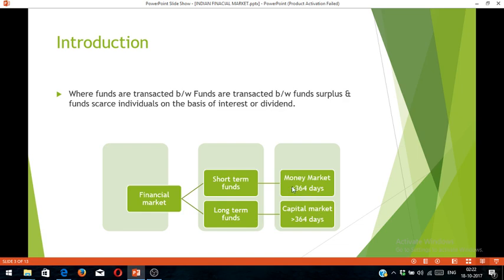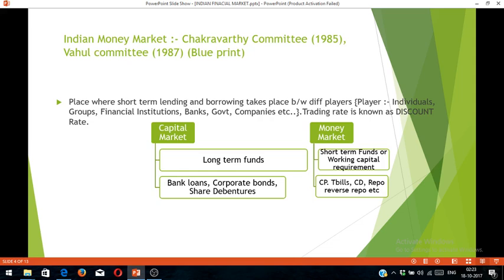So this is the clear-cut difference between money market and capital market. Money market means less than 364 days or less than 1 year, and capital market means more than 364 days or more than 1 year. Now first I will discuss the Indian money market. Second, we will discuss the capital market. What is the Indian money market?